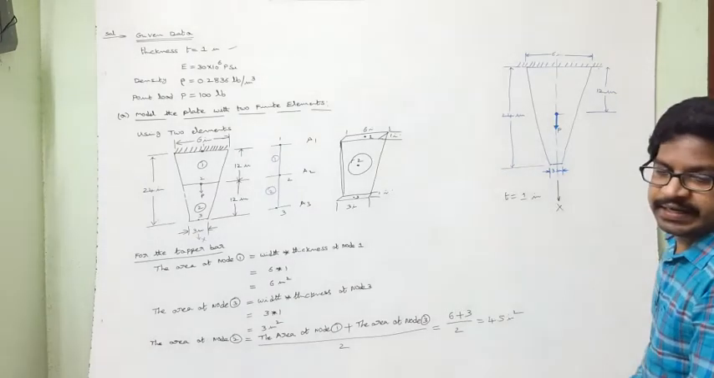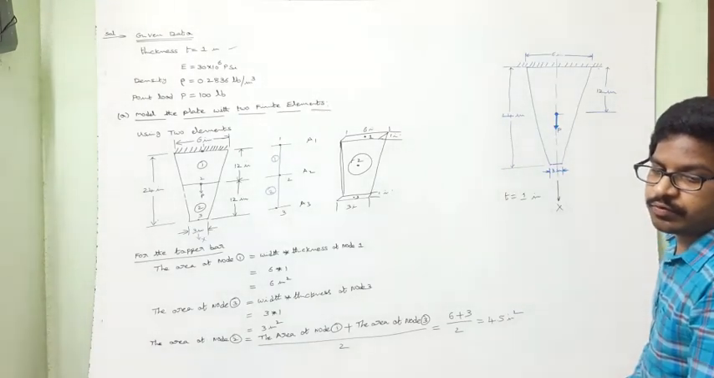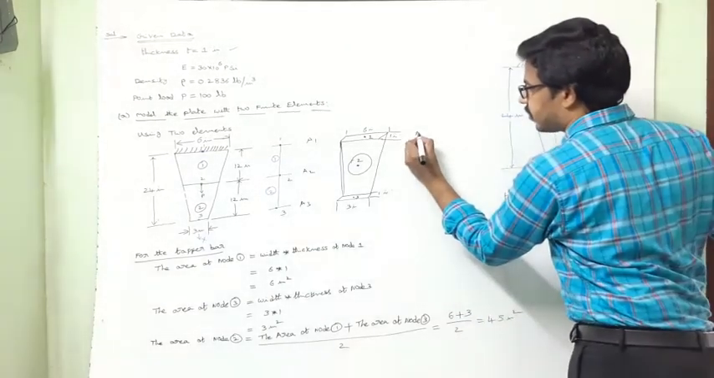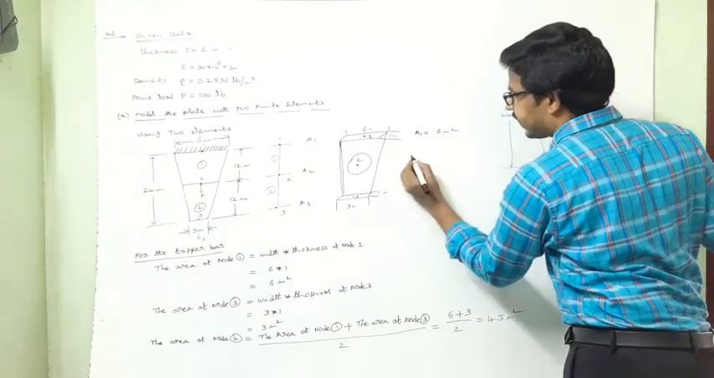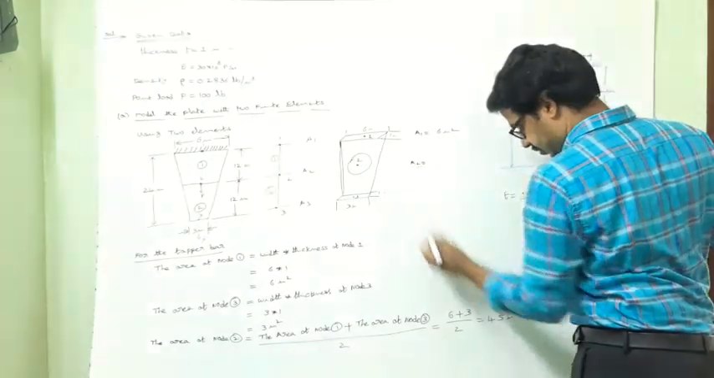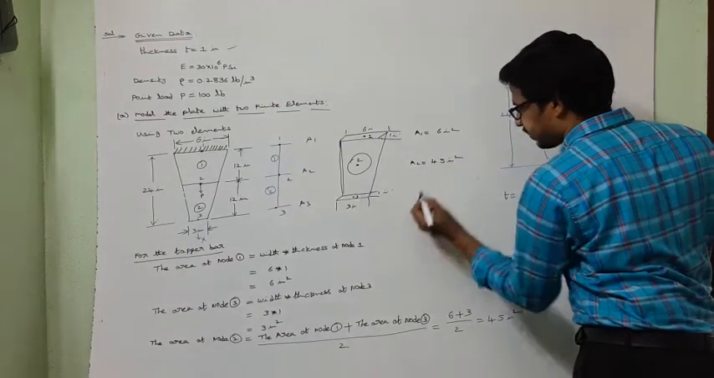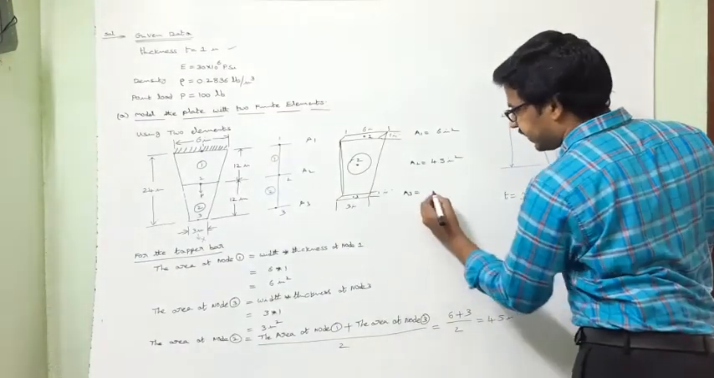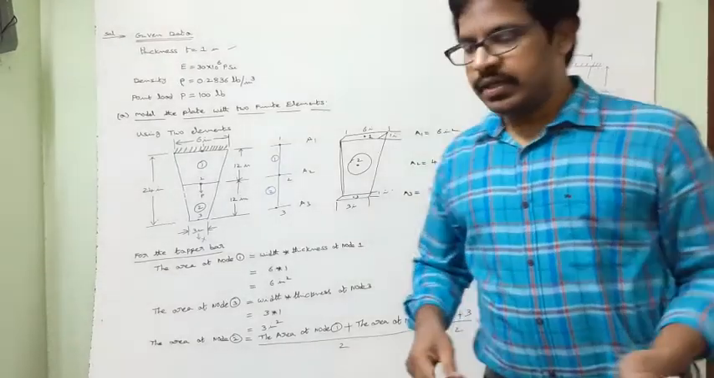4.5 inches square. So here what is the A1 value? A1 is equal to 6 inches square, A2 is equal to 4.5 inches square and A3 is equal to 3 inches square.